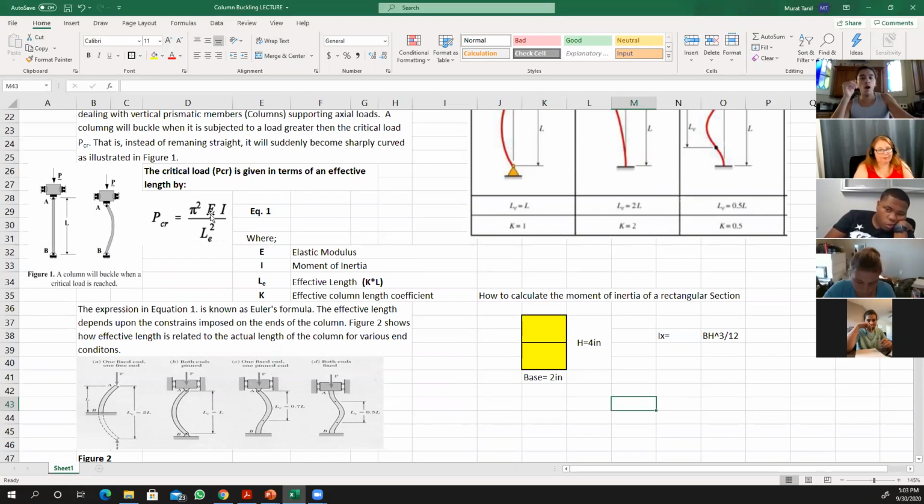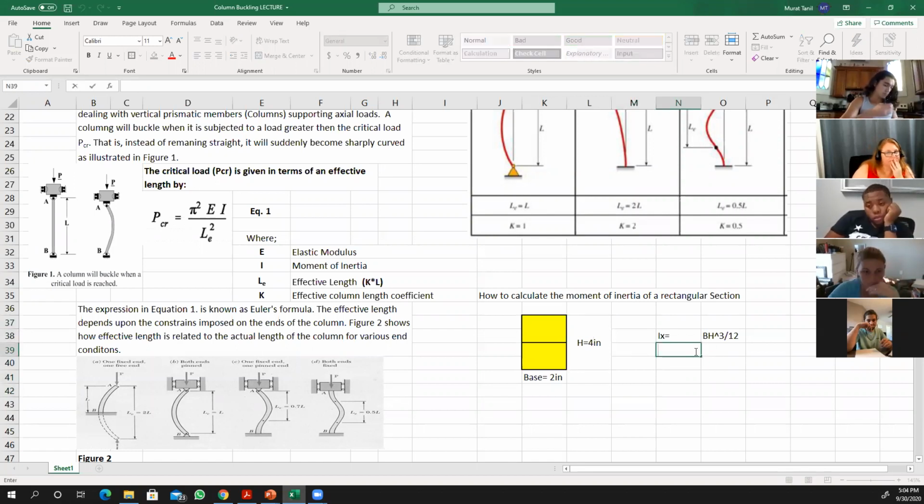I can increase the modulus of elasticity if I use a stronger material. Instead of 29,000 KSI for steel, I can have stronger steel or a different material. And I can increase the moment of inertia by increasing the diameter. How can I increase it? I can increase the height, I can increase the base. If I increase the overall cross-sectional area, it's going to increase the moment of inertia, right? So I'm going to do a couple of calculations, and you're going to see how we can optimize the moment of inertia.